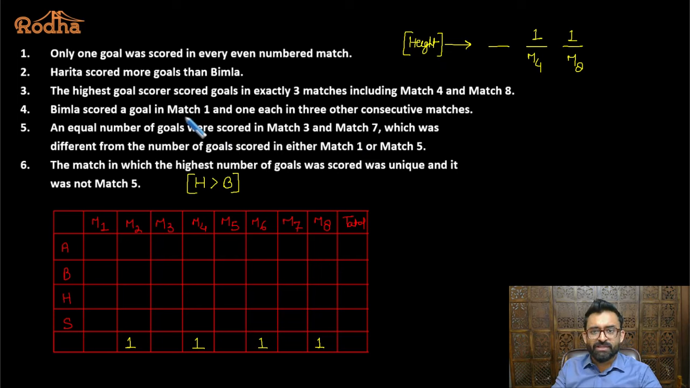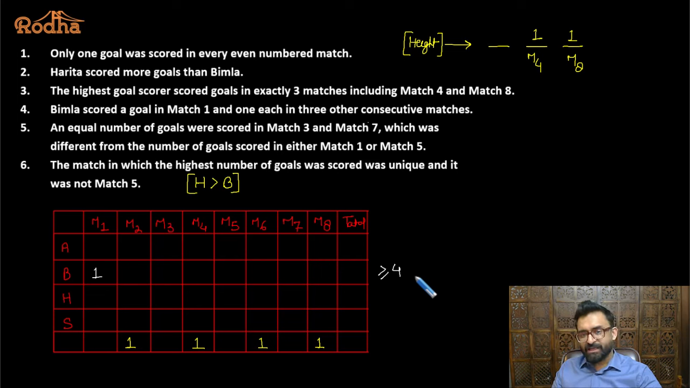Vimla scored a goal in match 1. The first entry I can fill here. Vimla scored one goal in match 1. Fine. And one in each of 3 other consecutive matches. That means Vimla scored 4 goals, or greater than or equal to 4, because she scored one goal in match 1 and one goal each in 3 other consecutive matches. That means she must have scored 4 goals or more. Fine. So if I look at this particular point, somebody scored 4 goals or more.